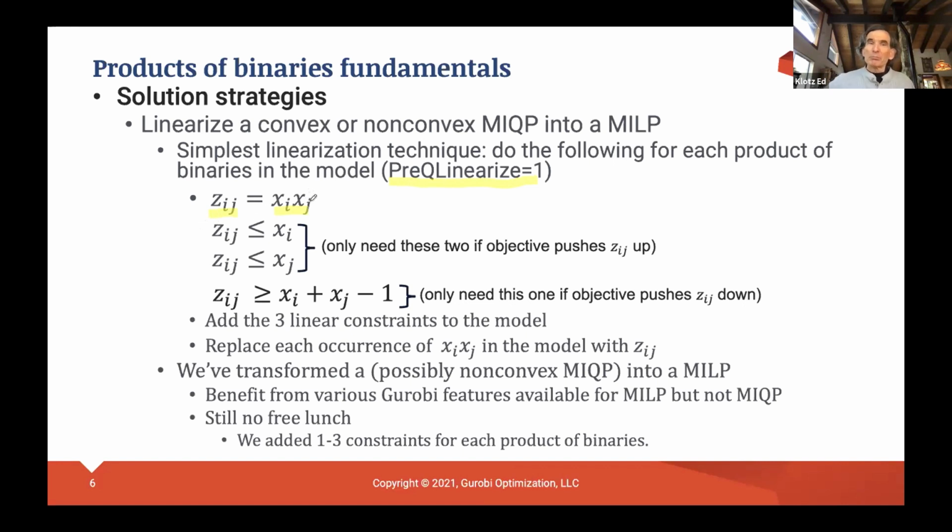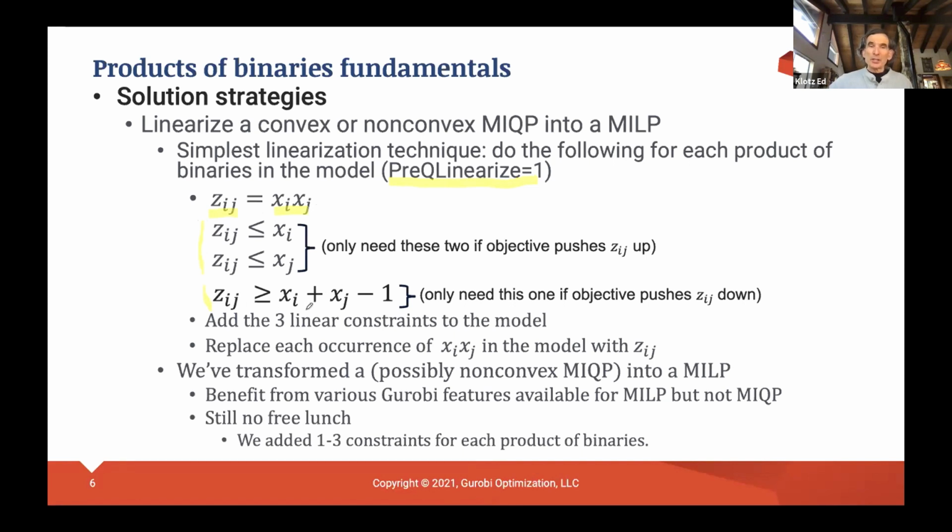And to see this, suppose we set one or more of Xi and Xj to 0. Well, then these first 2 constraints are going to ensure that this new variable Zij is set to 0. Meanwhile, the third constraint is always satisfied. The right-hand side is either going to be 0 or -1. So it's always satisfied and is hence redundant in that case. Conversely, if both Xi and Xj are 1, the first 2 constraints are always satisfied, but the third constraint is going to force Zij to be 1.